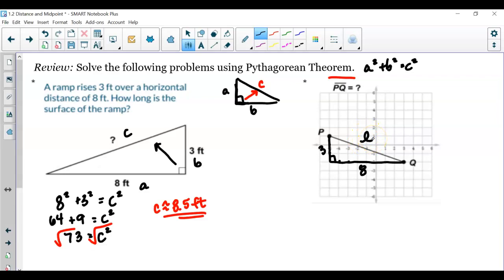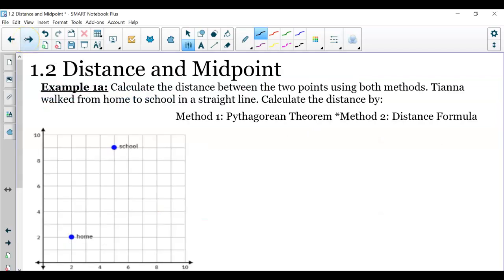So really in the end, you should now notice that these two problems are the exact same. You are still using Pythagorean theorem. So in this case, again, 8 squared plus 3 squared is equal to L squared because we're looking for the length, which is C. And then same thing, you end up with approximately 8.5. So notice you can still use Pythagorean theorem on the coordinate grid. However, we're going to also talk about not just Pythagorean theorem, that first method, but also eventually getting to the distance formula. So here we'll just first focus on this example, the Pythagorean theorem.